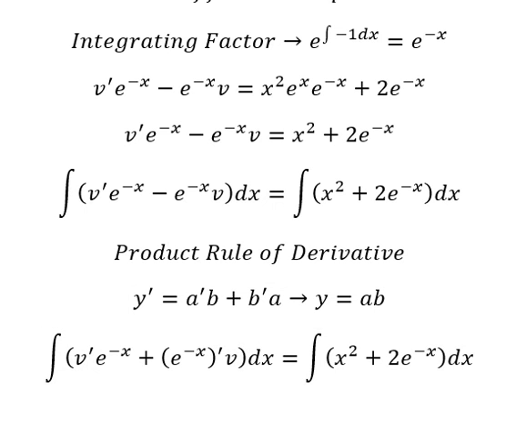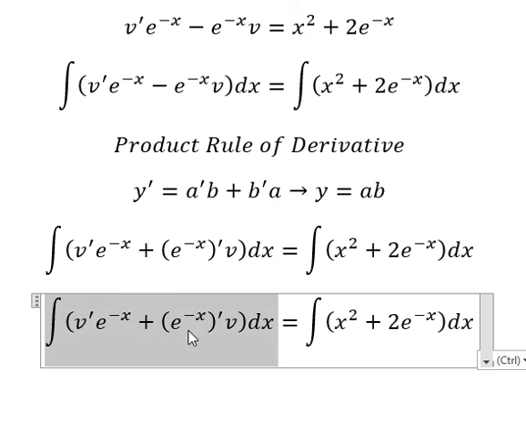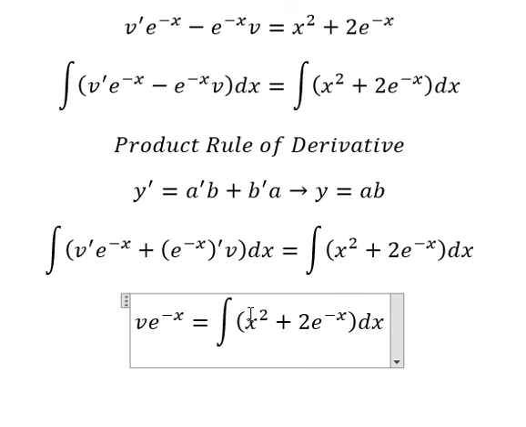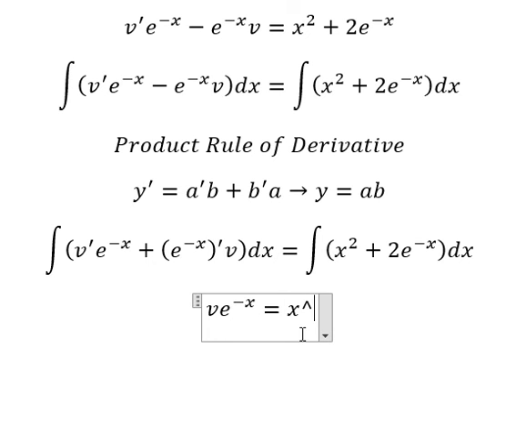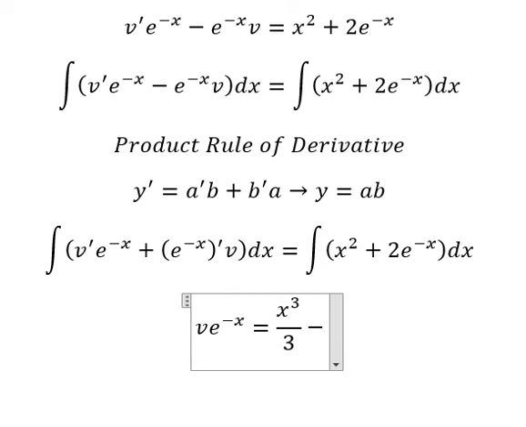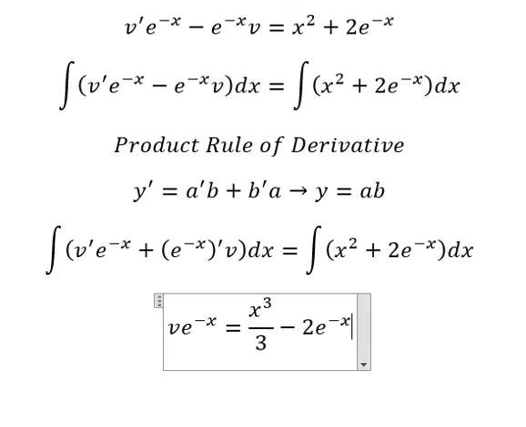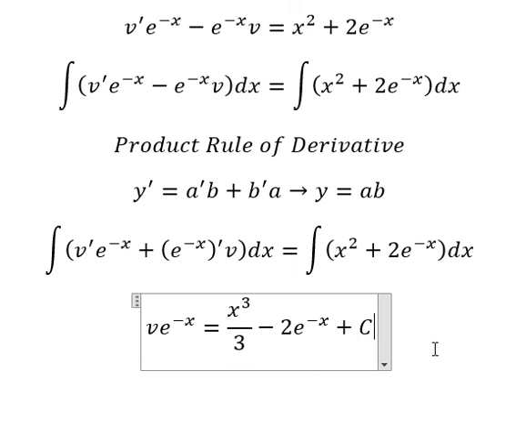So the integration of that one, we have like this. The integration of s squared is s to the power of 3 over 3. The next one is negative 2 e to the power of negative s, and I will put c.